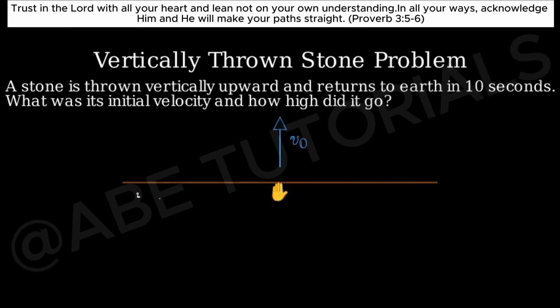We have a stone that starts from the ground, is thrown vertically upward with some initial velocity v0. Then it goes up, reaches its maximum height at some time, and then comes back down, hitting the ground after a total of 10 seconds.